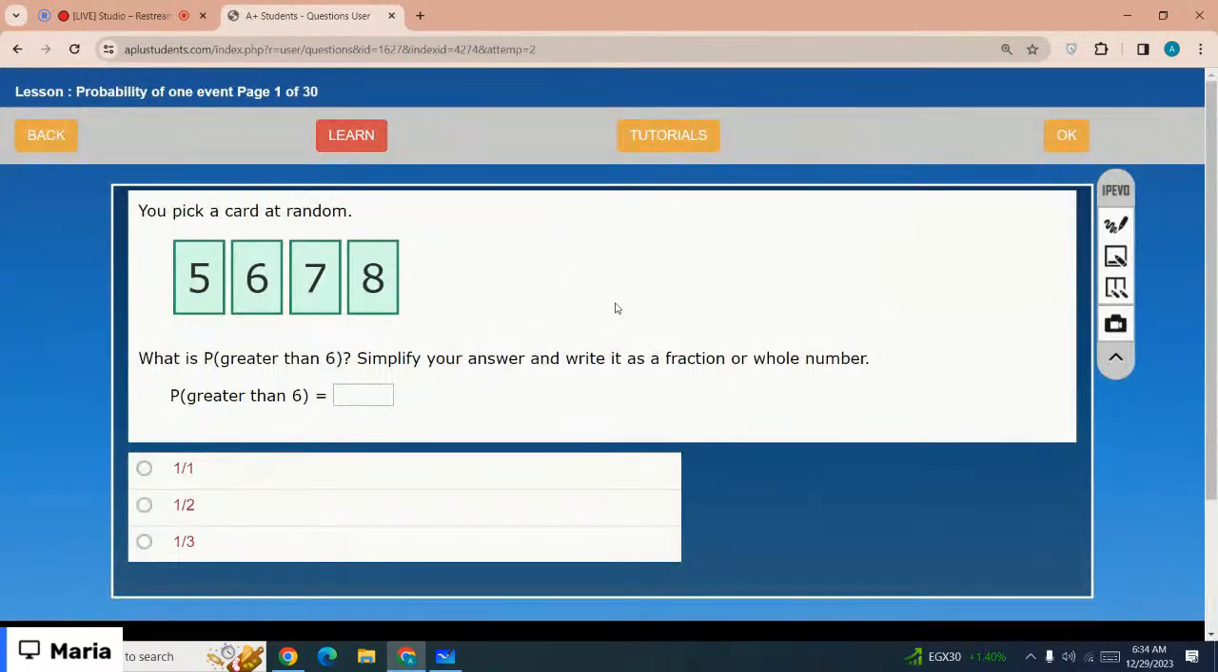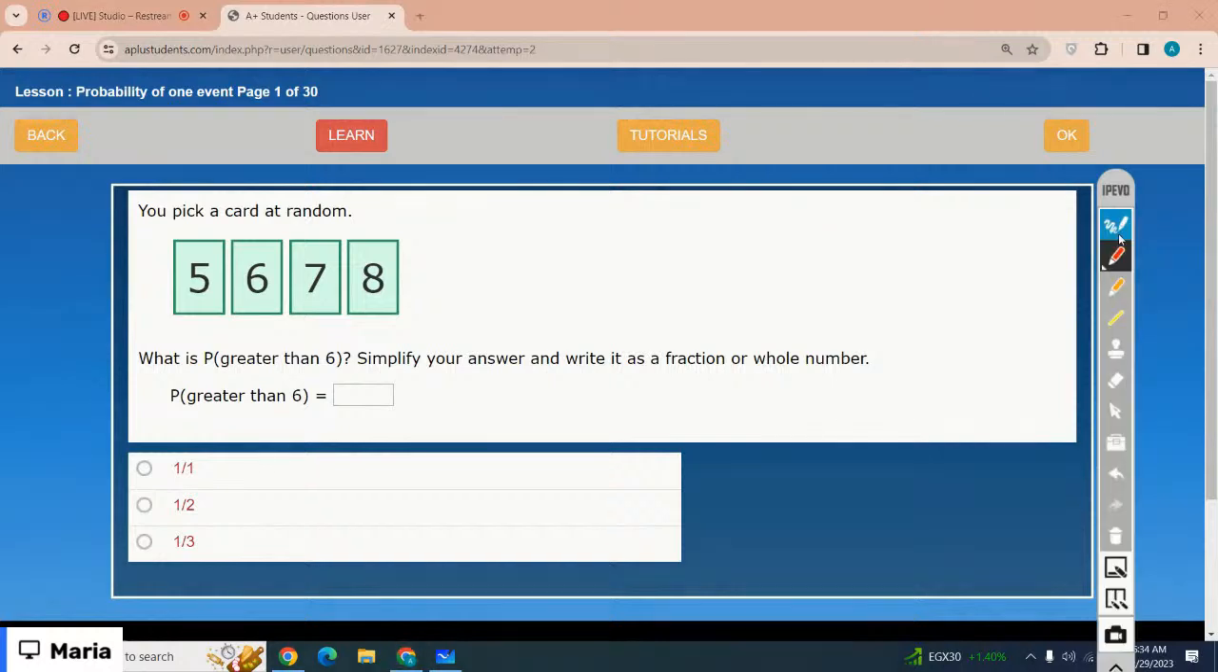Okay, so the total cards we have is 4, right? And the total outcomes, that means 4. And the numbers that are greater than 6. 6 is not greater than 6, so 6 is not included. These are the two numbers that are greater than 6. So the probability of greater than 6 is 2 by 4, right? Because two numbers are greater than 6 out of the 4.